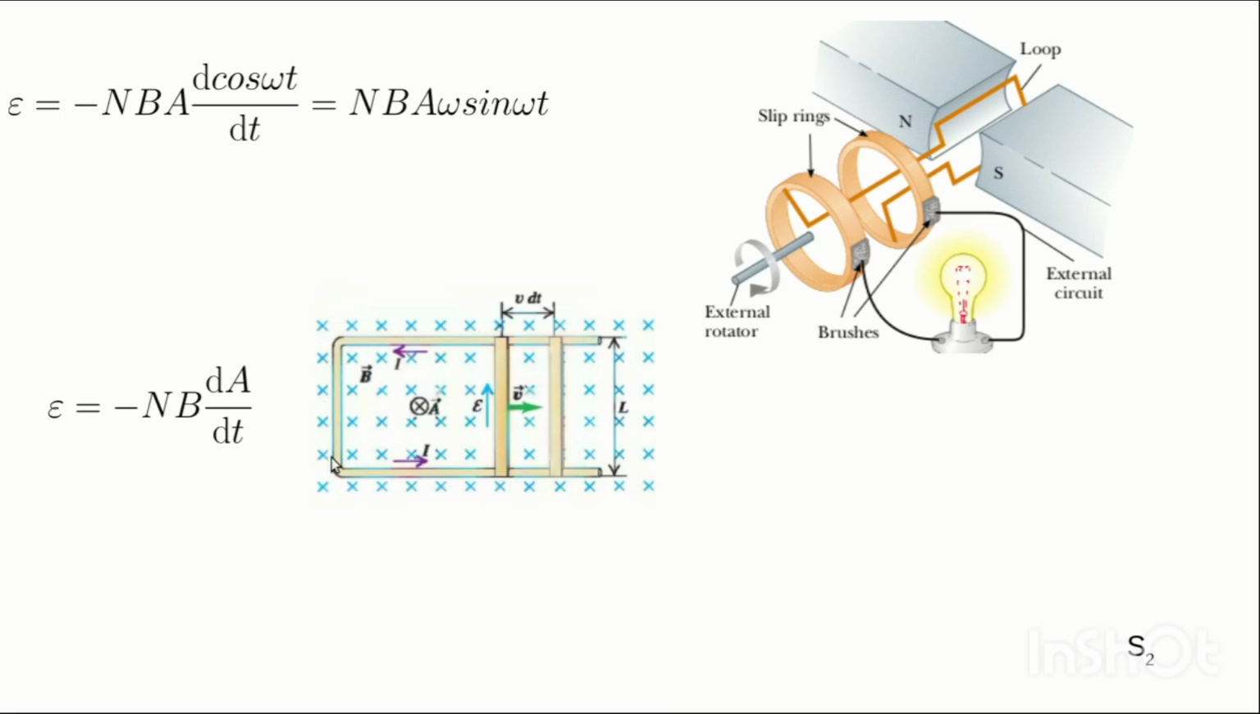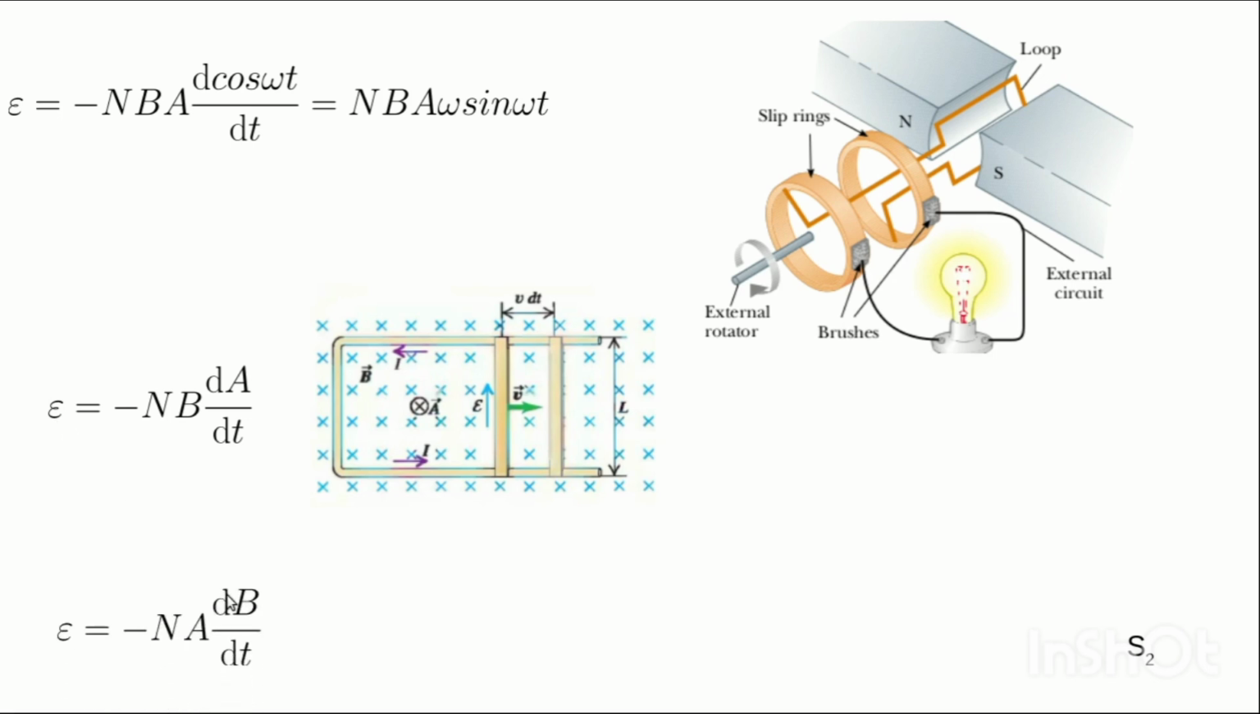At one instance, this is the area. At another instance, when it moves to this point, this is the area. We can see that the area is also changing with respect to time, while our magnetic field, which is represented by these crosses, is constant. So in this scenario, we also have induced EMF.